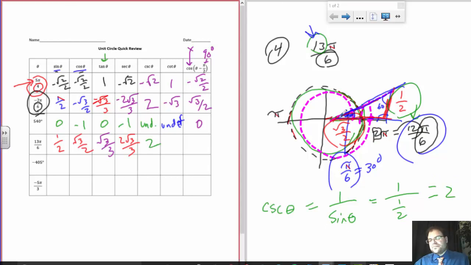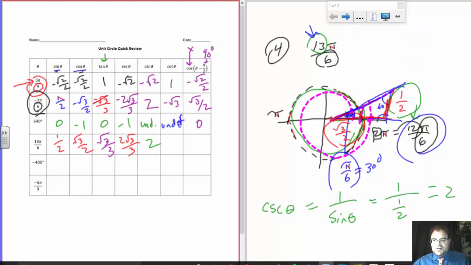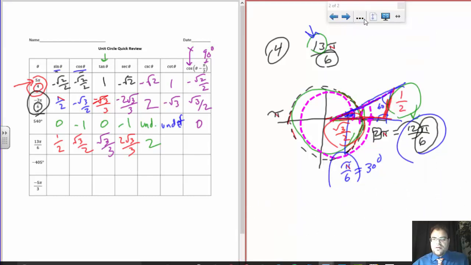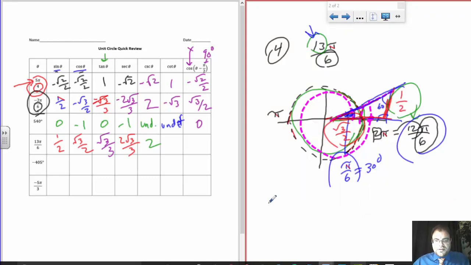The cotangent, let's erase this portion over and over. Alright, let's see. The cotangent, if tangent is sine over cosine, then cotangent is cosine over sine. So here's cosine, which is root 3 over 2. We're going to divide it by the sine, which is 1/2.